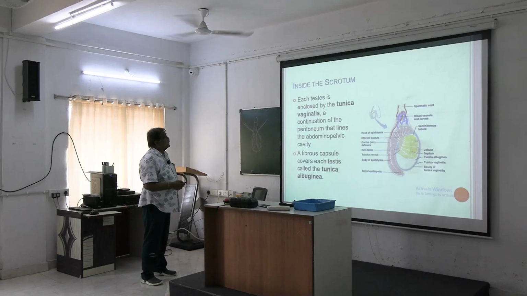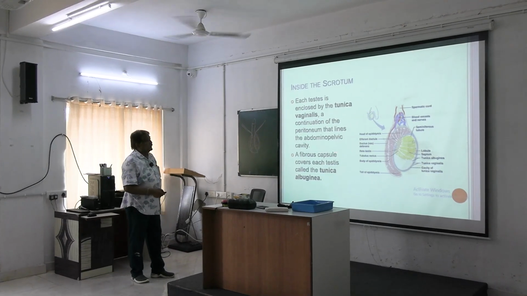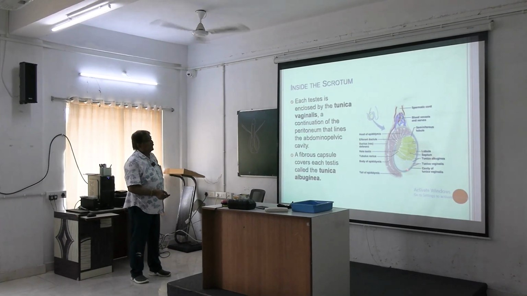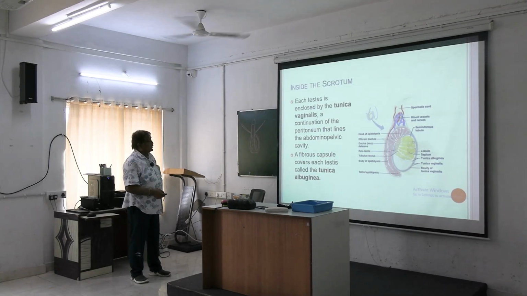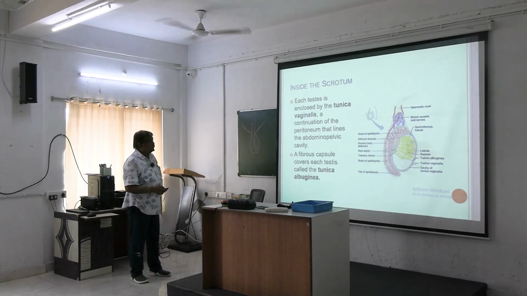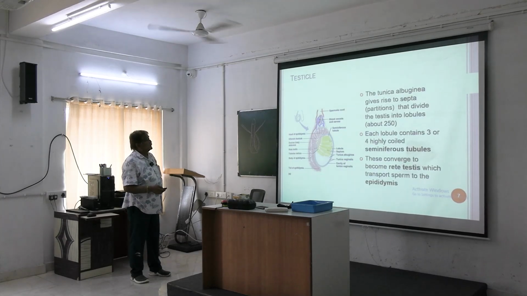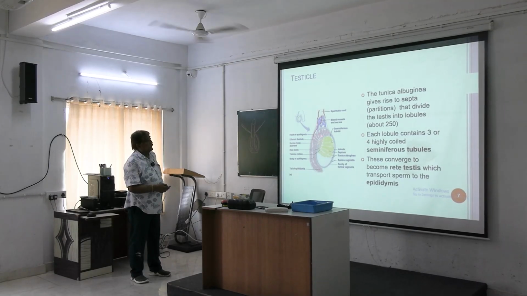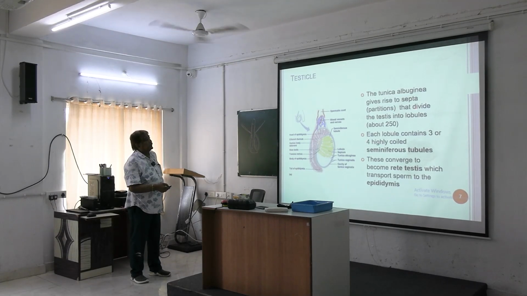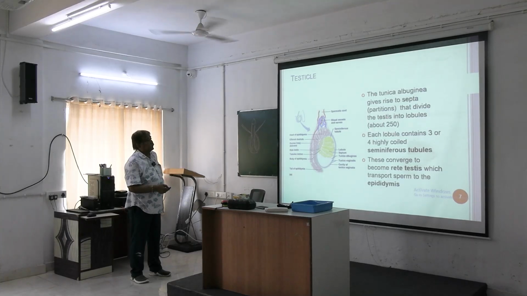Now, inside this scrotum, each testis is enclosed by tunica vaginalis. Here, tunica vaginalis, derived from the peritoneum that lines the abdominopelvic cavity. A fibrous capsule covers each testis, called the tunica albuginea. The tunica albuginea gives rise to septa, partitions, that divide the testis into lobules, about 250 lobules.